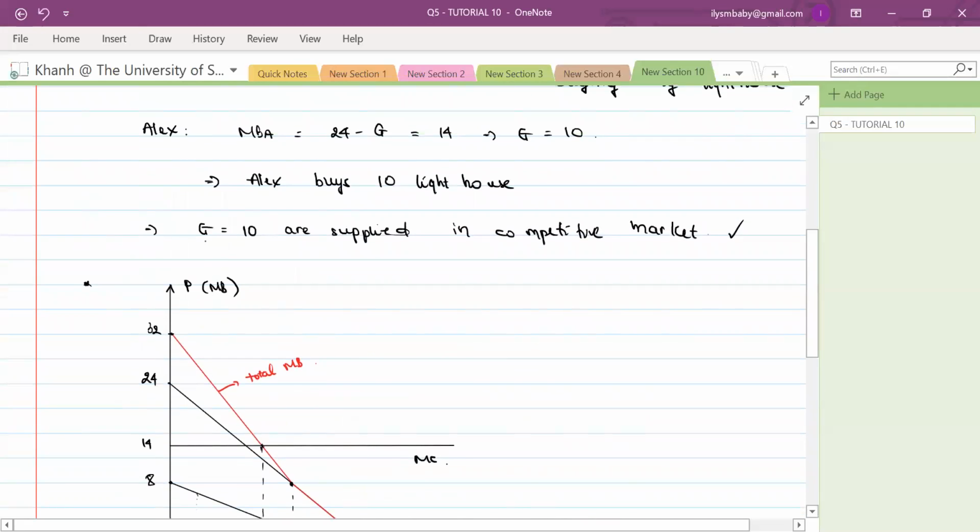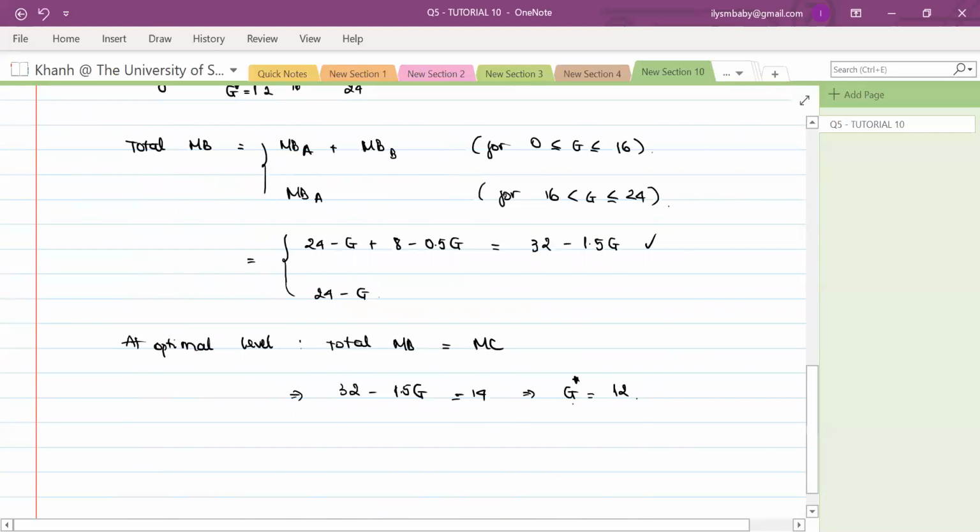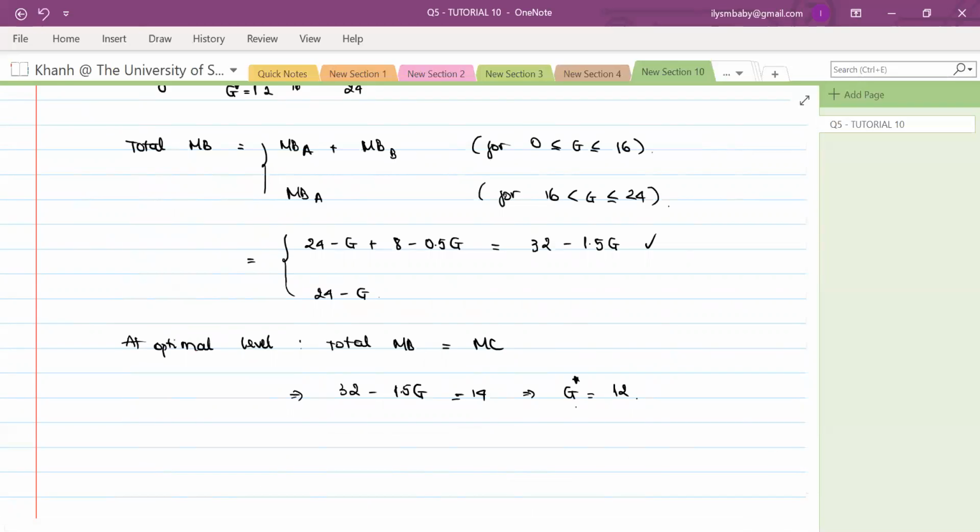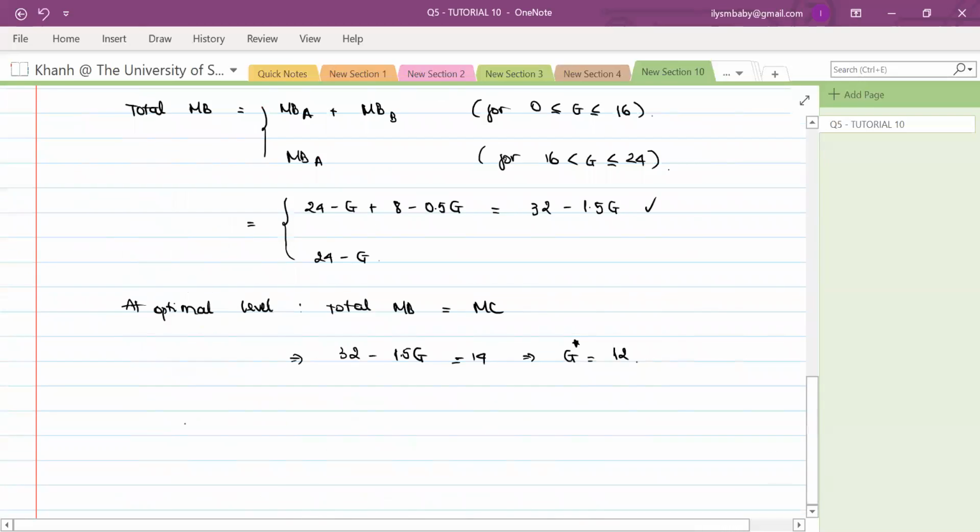However, in a competitive equilibrium, only 10 are going to be supplied. So it's asking why that is the case. Why is the amount of public good provided in a competitive market generally too low from an efficiency perspective? As you can see, G in a competitive market is equal to 10, which is smaller than G star.